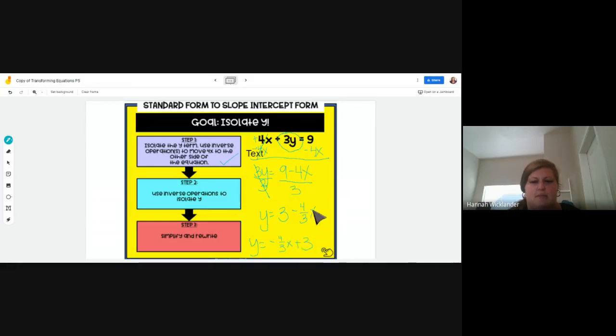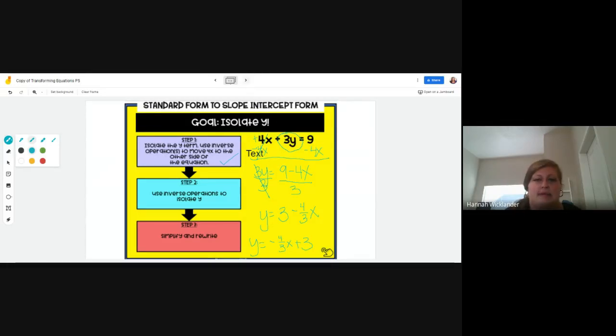So all I did was move this over here and then put a plus sign in front of the 3. So that's what we're doing today, is rewriting equations that are in standard form into slope-intercept form. And all we're doing is getting the y on the left side and everything else on the right side. So that way it's easier sometimes to solve an equation or graph it if it's in slope-intercept form.